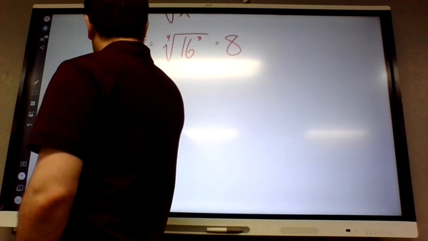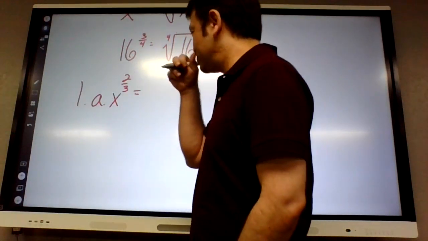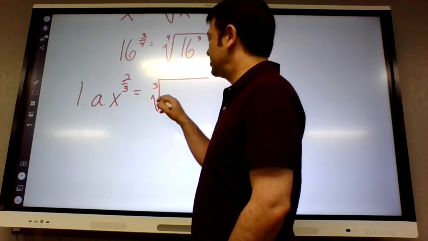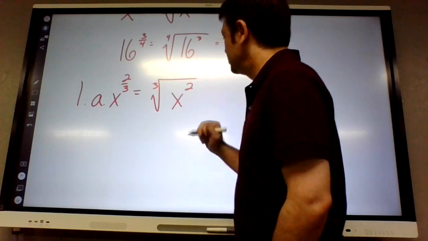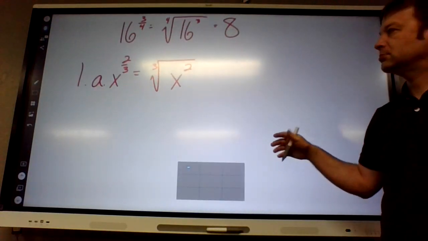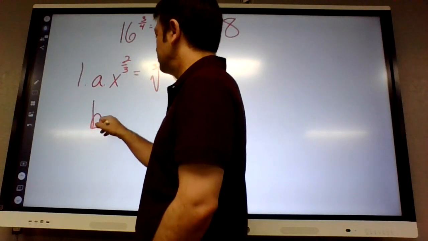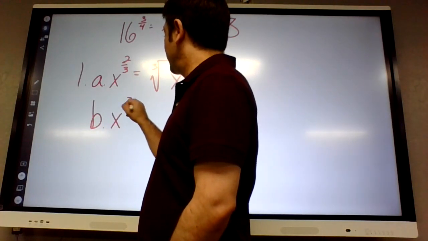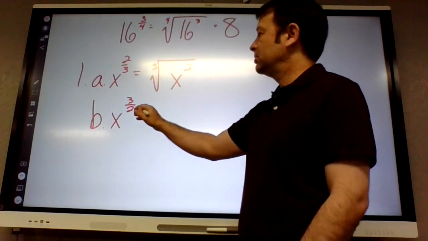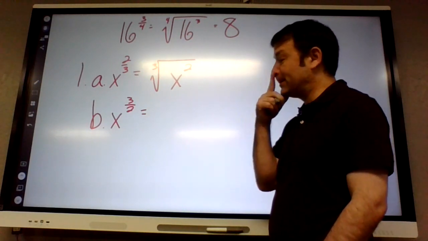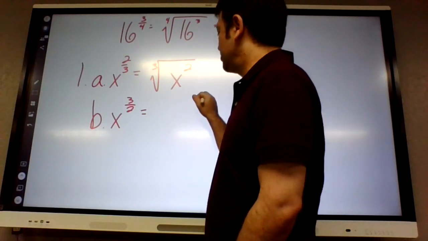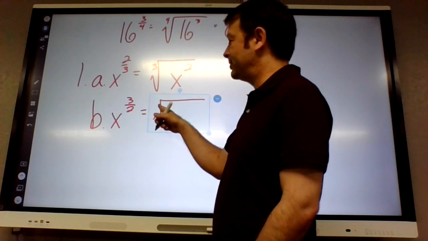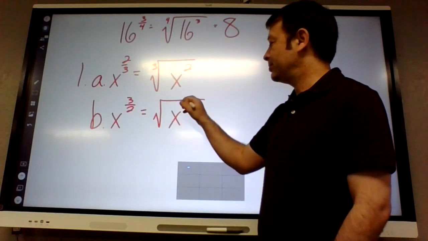So it says x to the 2/3, and that would equal, what's my radical going to be? Cube root of x squared. B is kind of the same thing, but backwards. X to the 3/2 this time. So what's my radical going to be? Square root, which means I don't really need to put a 2 right there. It's implied. Square root of x cubed.